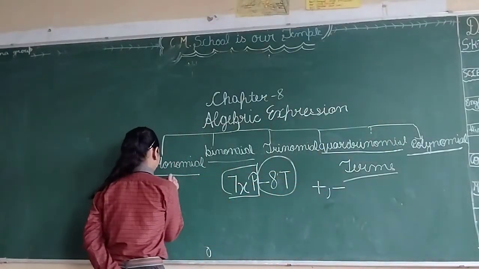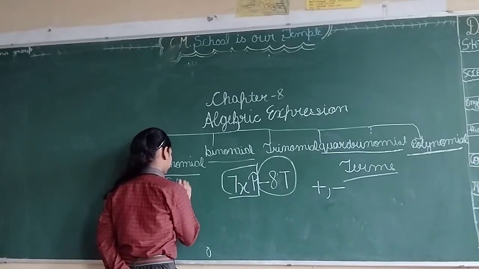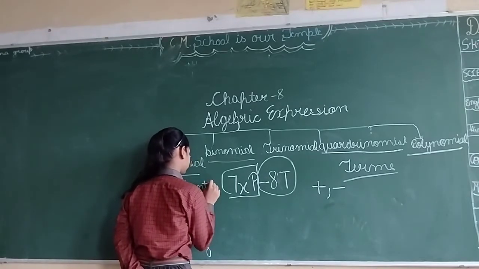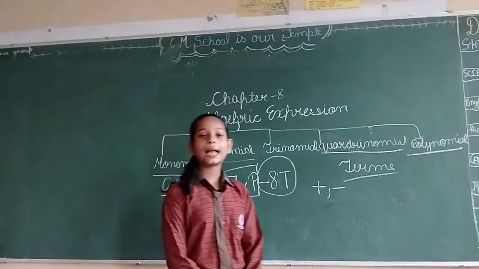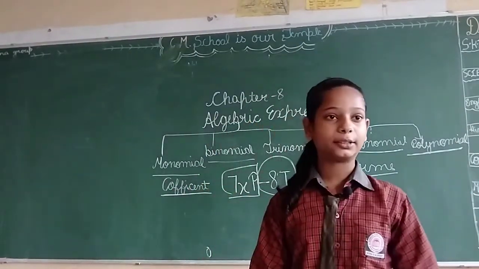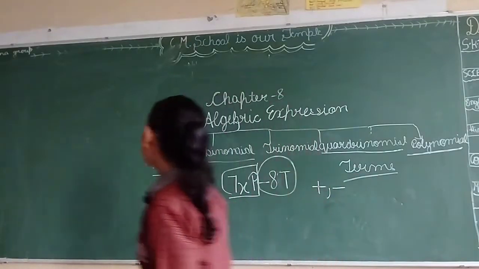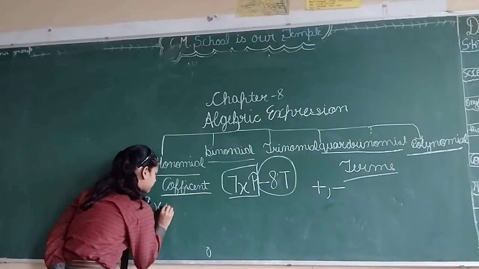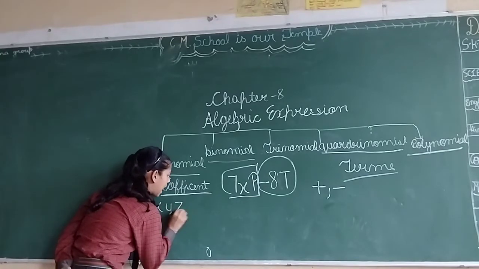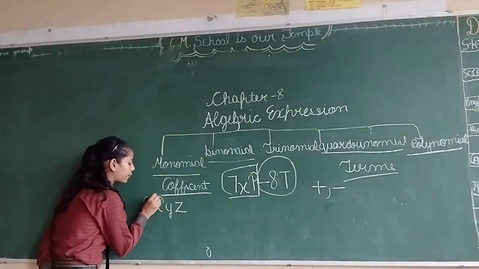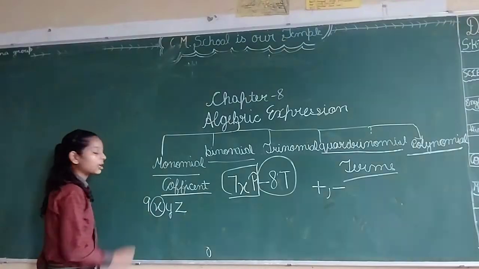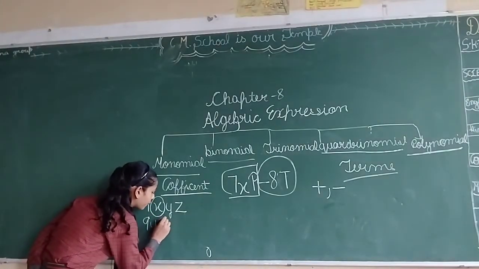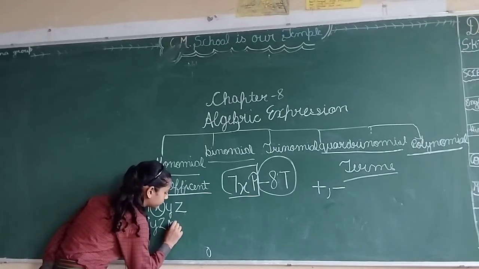Now I will tell you about the coefficient. Do you know, students, how we find the coefficient? Now I will tell you. I write a term. We have to find the coefficient of x. First we circle x and the number on the left is the coefficient of x.